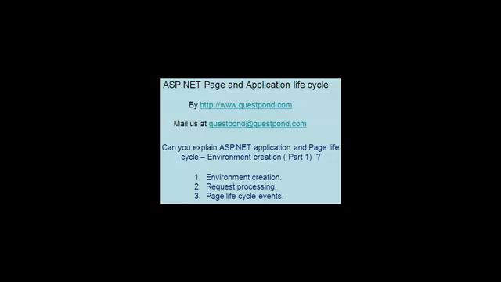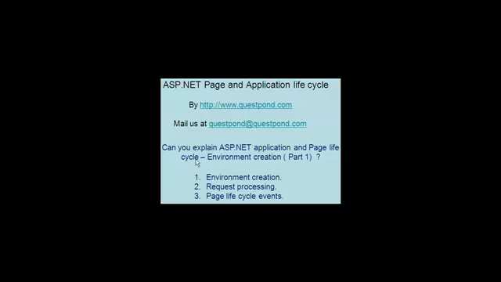So what we have done is divide the videos into three parts. In the first part, we'll explain how the environment is created, because the time a request is sent to the IIS for an ASP.NET Page, the first thing that happens is a simple environment is created so that it can process the request. In the second video, we will explain how the request is processed. And finally, we will look into the nitty-gritty details of how the ASP.NET Page lifecycle events look.